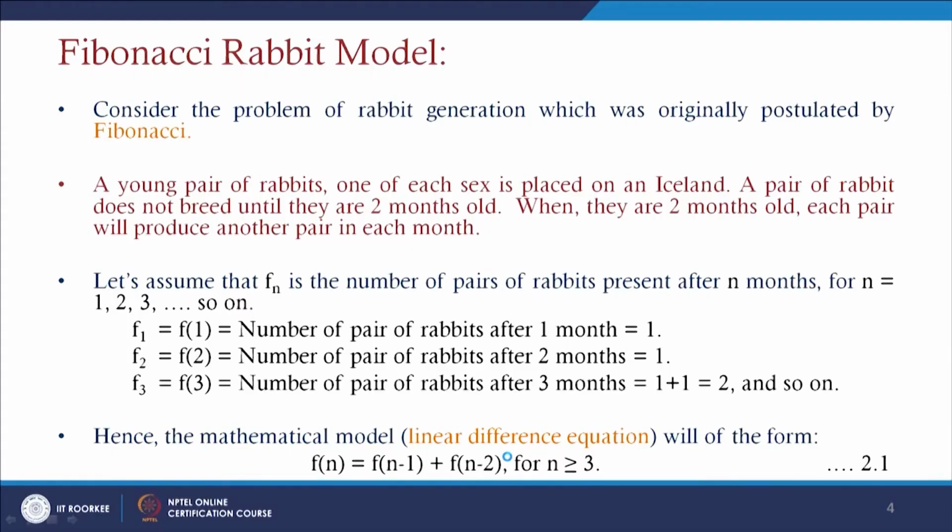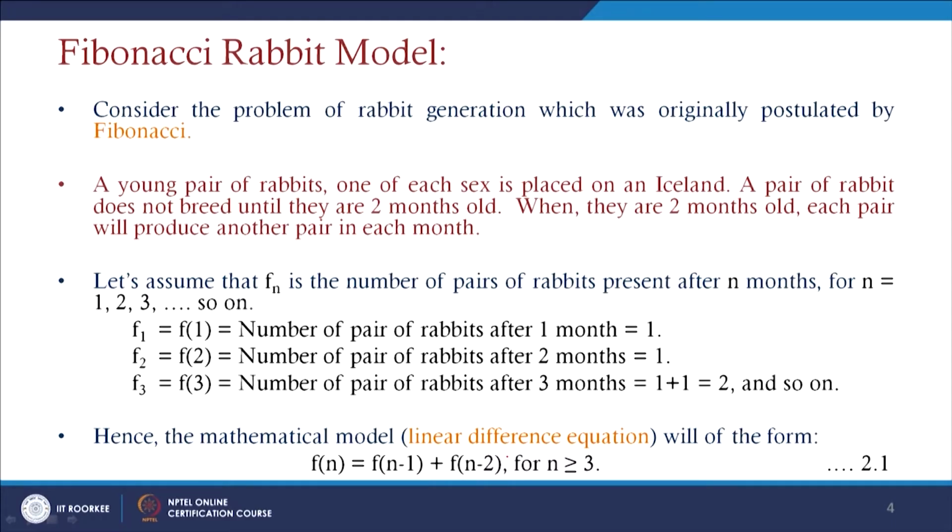Now consider the Fibonacci rabbit model, the problem of rabbit generation originally postulated by Fibonacci. That is why it is called the Fibonacci rabbit model. Consider a pair of rabbits, one of each sex, placed on an island. A pair of rabbits does not breed until they are 2 months old. When they are 2 months old, each pair will produce another pair each month.